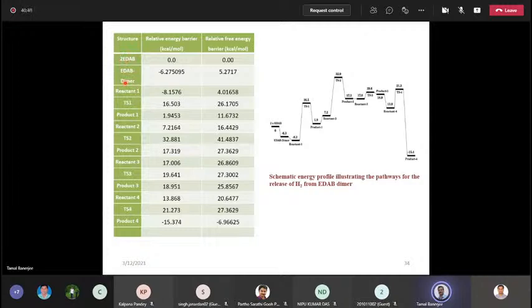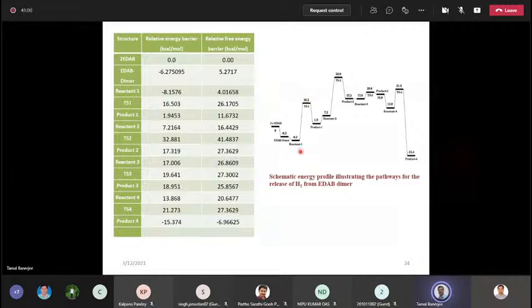Then these are the various steps. Finally, the product is formed, product 4 is formed. So you see we are here. If we mark this as 0 and the final product as this, so the overall change in energy, you see this EDAB dimer, then it goes up like that. So we measured this particular change in the relative energy barrier.